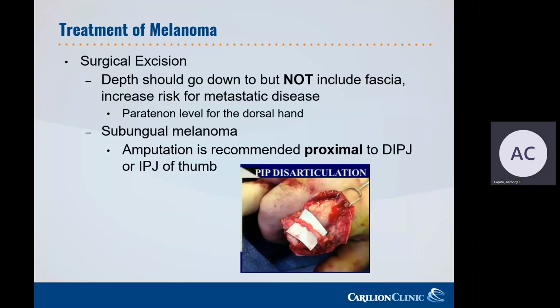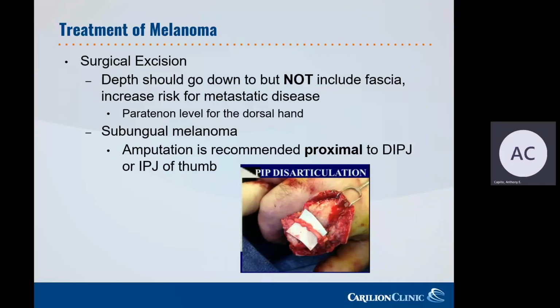So how far do you dissect? For these, you have to go deeper. You can't go mid-subcutaneous tissue. You should resect all the subcutaneous fat for treating melanoma. You should go down, but not include the fascia. Actually, removing the fascia increases the risk for metastatic disease somehow. So it's not recommended that you remove the fascia. So that means the peritenon level for the dorsum of the hand.